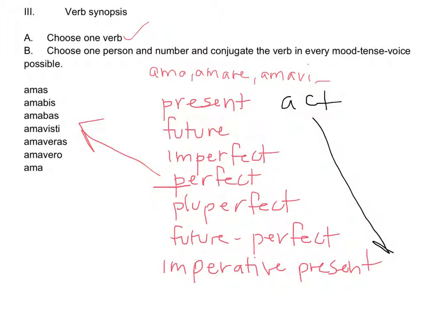All of these forms so far are in the active voice. That's the only voice you know. Present, future, imperfect, perfect, pluperfect, future perfect, and imperative present active. Those are the potential forms. Very often you won't be able to do the imperative present active, just the first 6 when you do a verb synopsis.